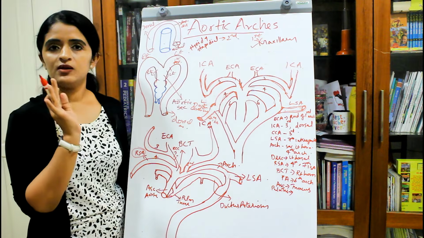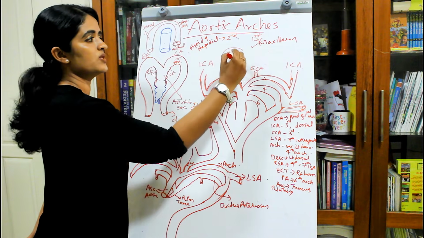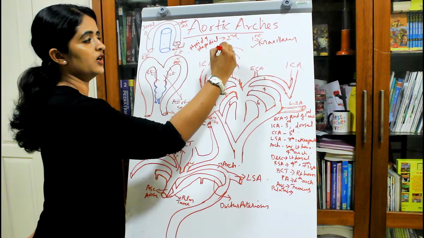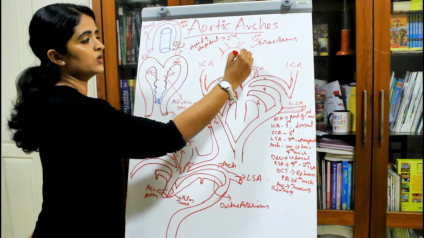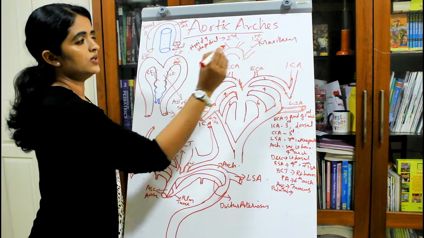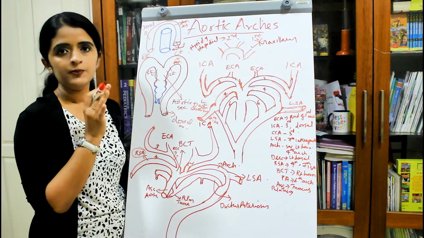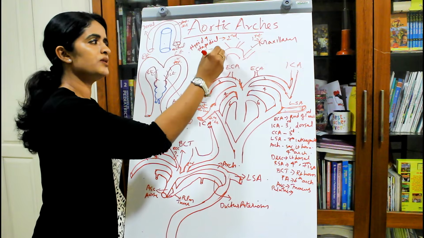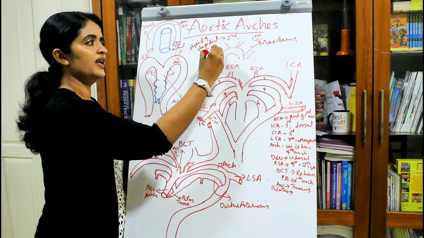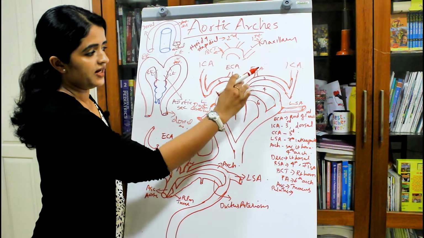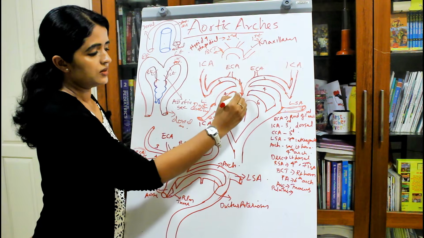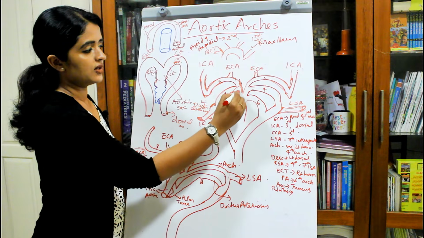Now I would like to add one point here. We know that there are three branches for the arch of aorta. You just remember the three branches. This is the arch of aorta. You have the brachiocephalic trunk, you have the left common carotid, and you have the left subclavian. So these are the three branches from the aortic arch. On the right side you have the brachiocephalic trunk. You can see that this is the brachiocephalic trunk.